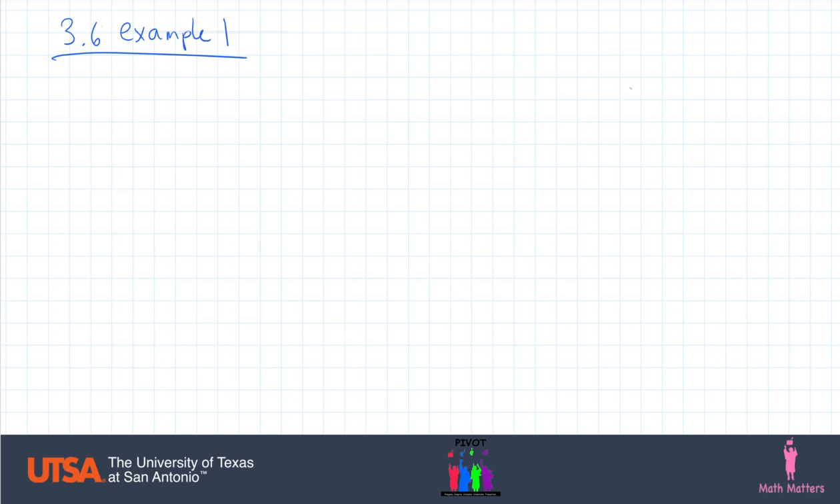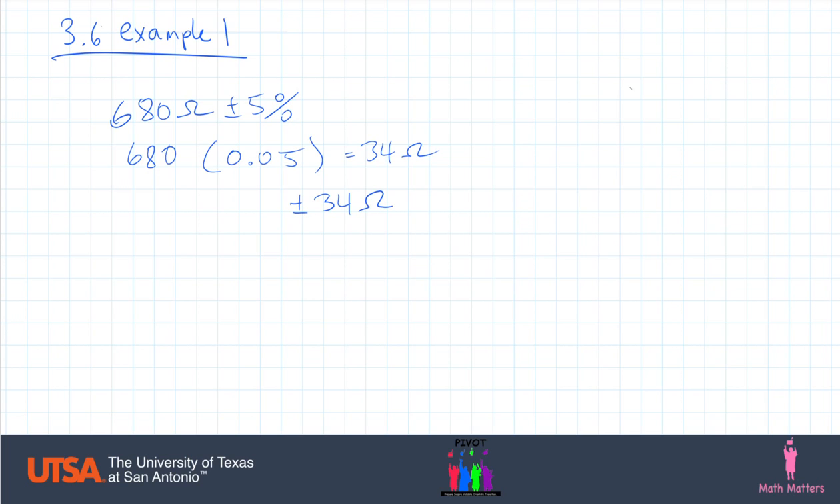So let's say we have a 680 ohm resistor, and the variance is plus or minus 5%. So first, we're going to turn this 5% into a decimal, which should be 0.05. And 5% of 680 is 34 ohms. That means that for every resistor that is produced at this factory, it can be plus or minus 34 ohms from its stated value, which is 680.